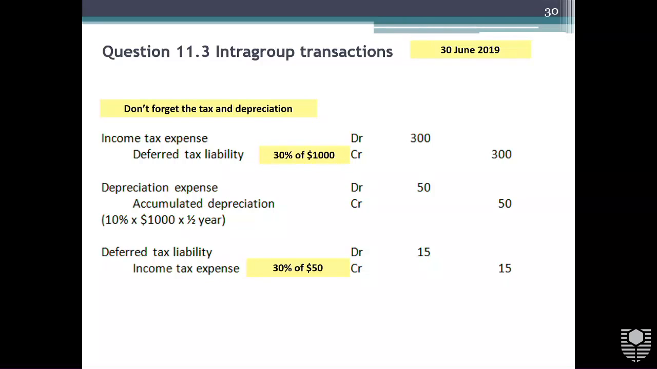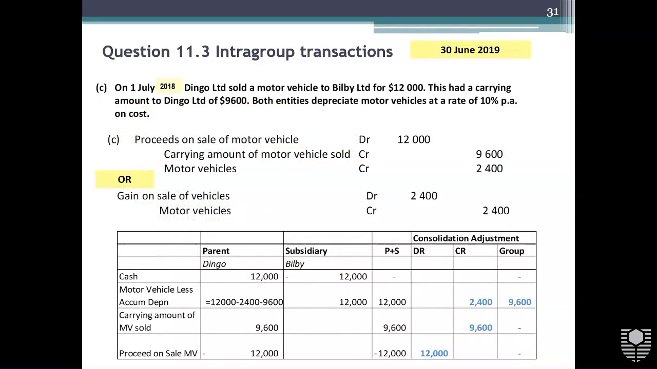Okay. We've also got to account for the deferred tax liability on that depreciation. So 30% of that $50 is $15. Okay, that's an easy one actually. Okay, the next one, item C.